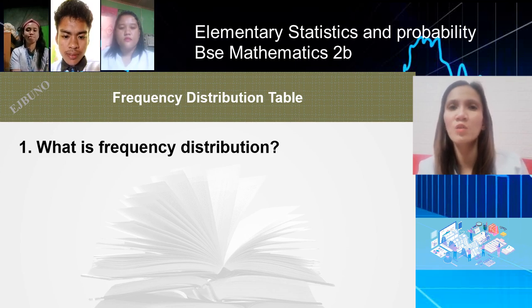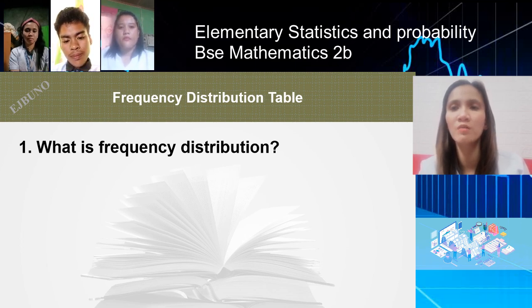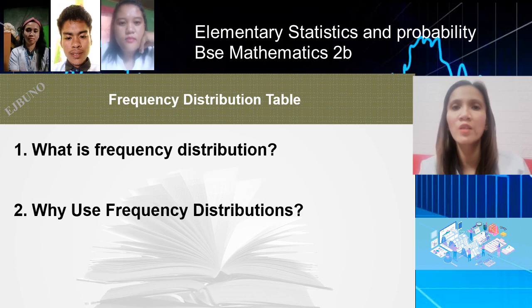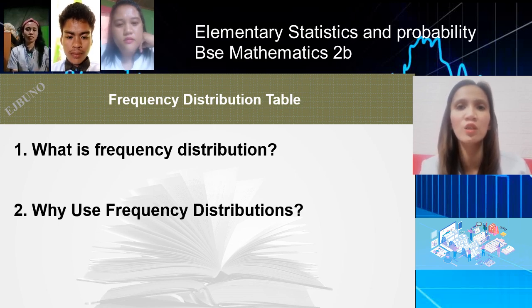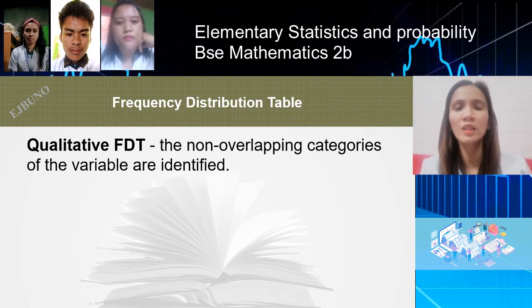Now we proceed to the frequency distribution table. What is a frequency distribution? A frequency distribution is a list or a table containing the values of a variable and the corresponding frequencies with which each value occurs. Why use a frequency distribution? It is a way to summarize data. The distribution condenses the raw data into a more useful form and allows for a quick visual interpretation of the data.